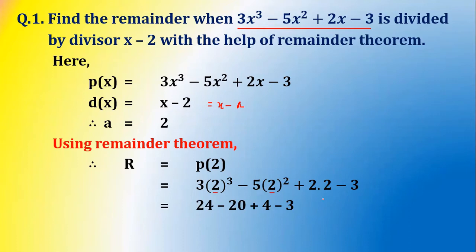By using simple operations, 24 plus 4 would be 28, and minus 20 minus 3 would be minus 23. So 28 minus 23, that would be simply 5. So now we can conclude that when this polynomial p(x) is divided by the divisor x minus 2, the remainder would be 5.